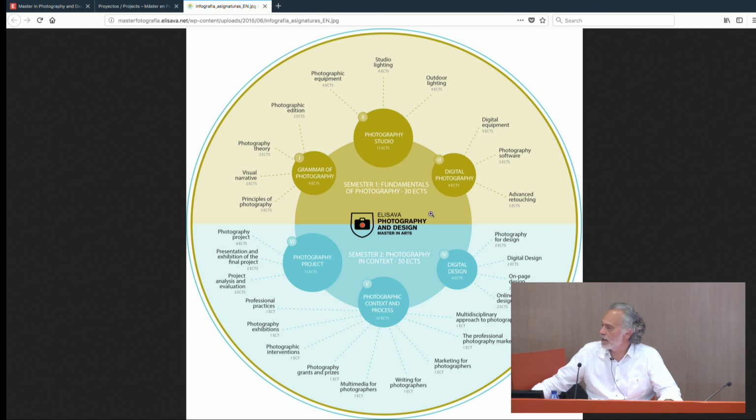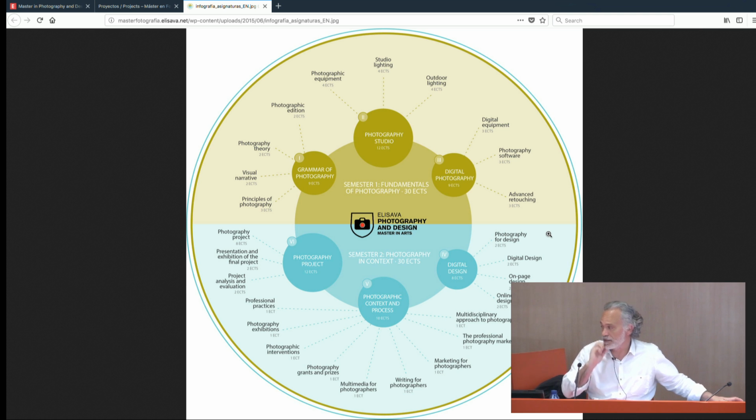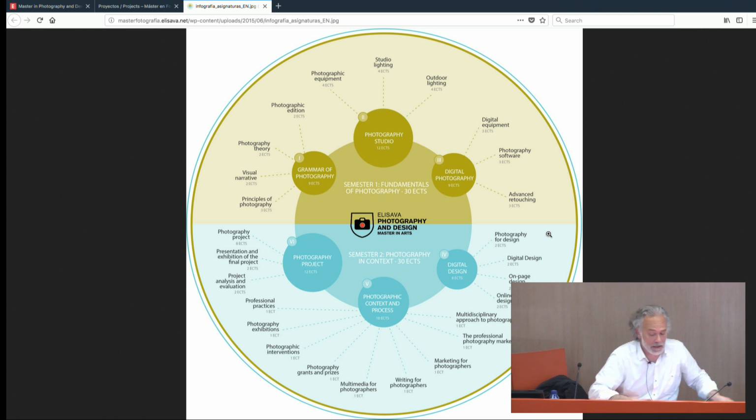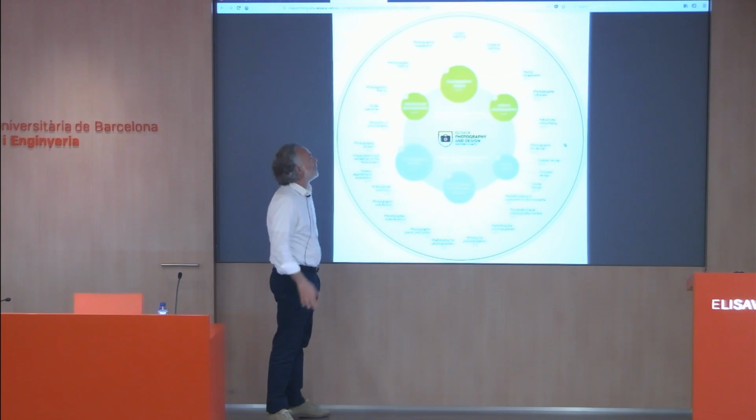But I want to talk about the structure of the MA. I want to use this infographic, which I think is quite a good visual example of how the master is structured. We could say we have two main parts for the MA, 2 semesters: semester 1 and semester 2, both with 30 credits. The first semester runs from September until the end of February, and the second semester runs from the beginning of March until the beginning of July.